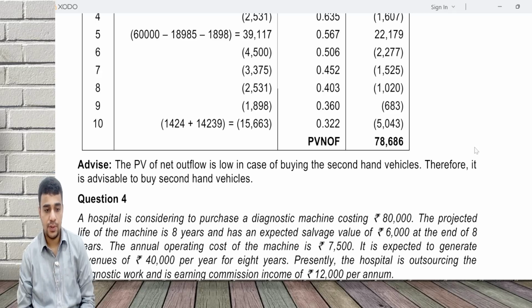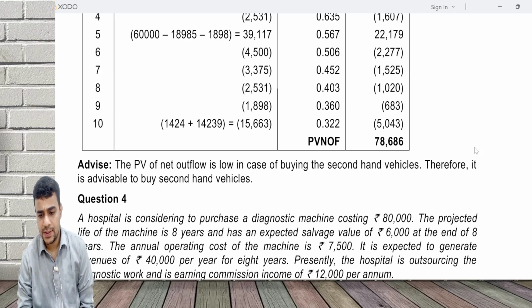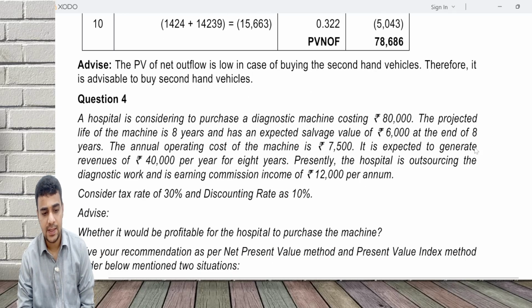Okay, let's move to the next question, which is again on capital budgeting. Similar questions we have done in the class. It's there even in the ICAI material. So this is a fairly simple question.